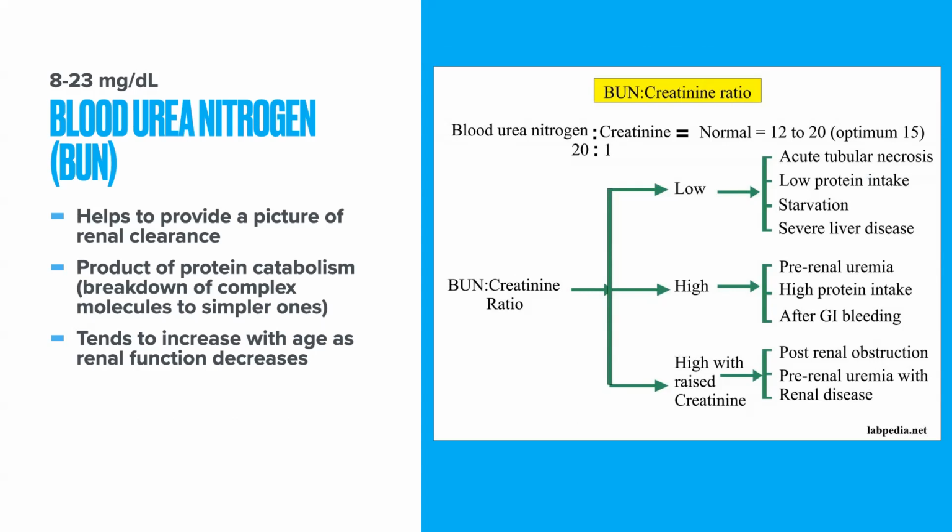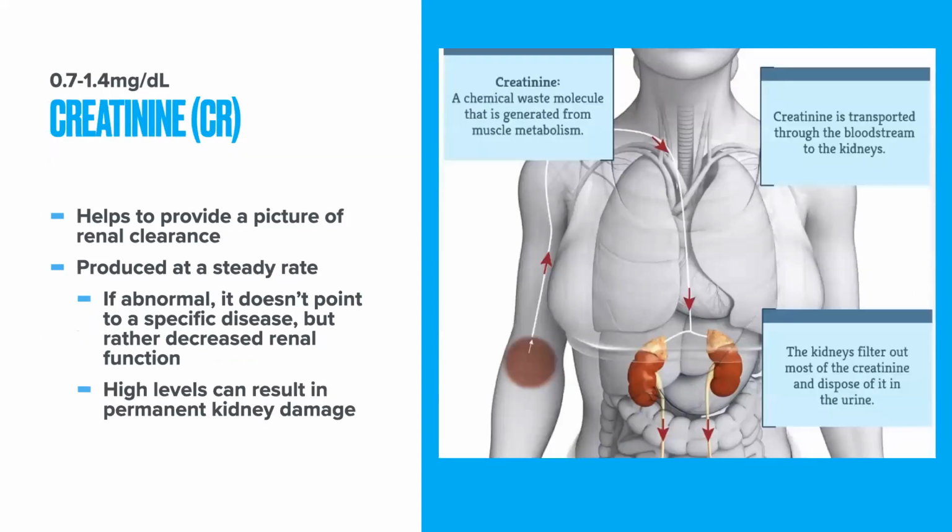A low ratio is acute tubular necrosis, low protein intake, starvation, or severe liver disease. If you have a high BUN to creat ratio, you have pre-renal uremia, high protein intake, or after a GI bleed. And if you have a high ratio with raised creat, you have post-renal obstruction, or pre-renal uremia with renal disease. So these are different factors when they're looking at your BUN and your creat. They take both of those and are able to further diagnose what's actually going on with your renal system.